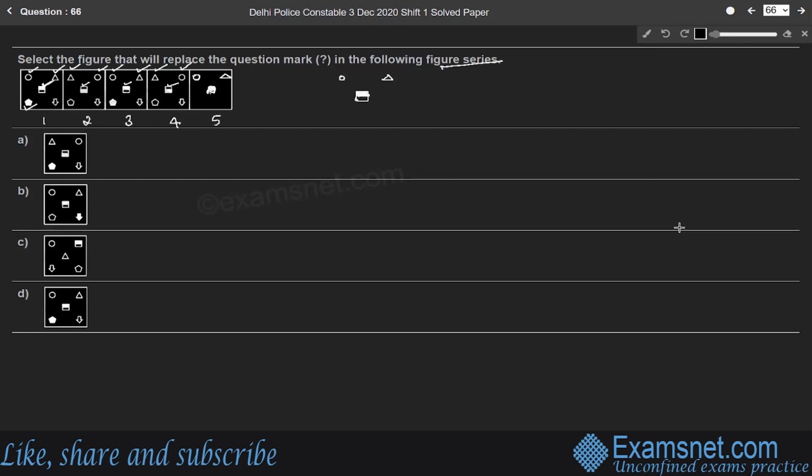There is a pentagon at left bottom, right? So which is shaded? This pentagon is not shaded in second figure. Again it is shaded. There is no change in the position of the pentagon. It is not shaded in fourth figure and it must be shaded in the fifth. Right. Look at the arrow mark. There is no change in the position of the arrow mark. Arrow mark will be as it is.